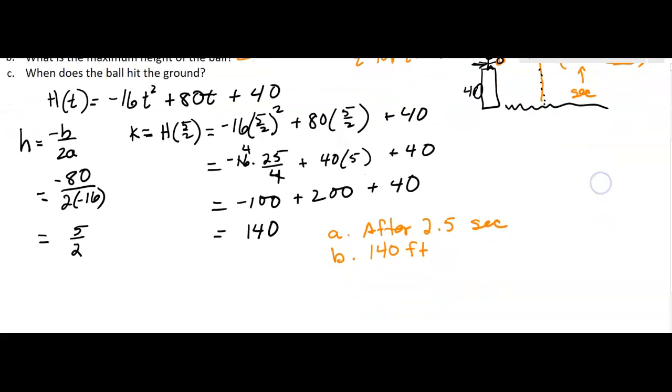When does the ball hit the ground? So you have to think about the ball being here on the ground. When does that happen? Or how long does it take for the ball to hit the ground? So what we're saying is, when is it 0 feet off the ground? When is the height 0? So for part C, we're going to take that function and set it to 0. When does that equal 0?